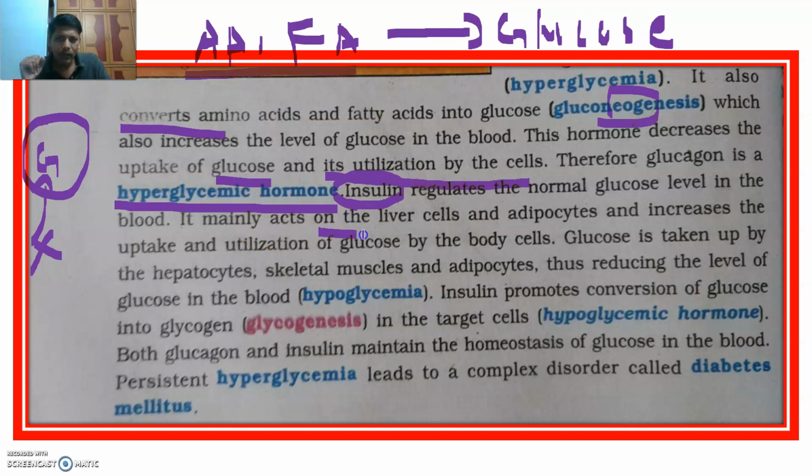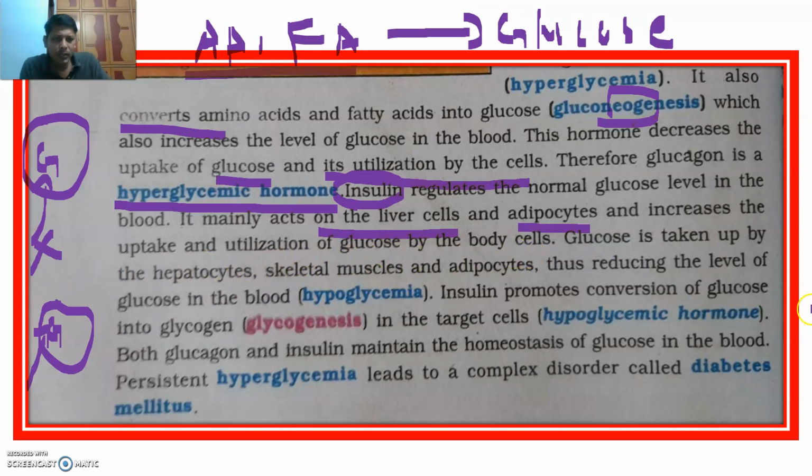It mainly acts on liver cells and adipocytes. The hormone we discussed previously mainly targets the hepatocytes; this hormone mainly targets the liver cells and adipocytes. It is a very important point. Glucagon decreases the uptake, but here insulin increases the uptake and utilization of glucose by the body cells.